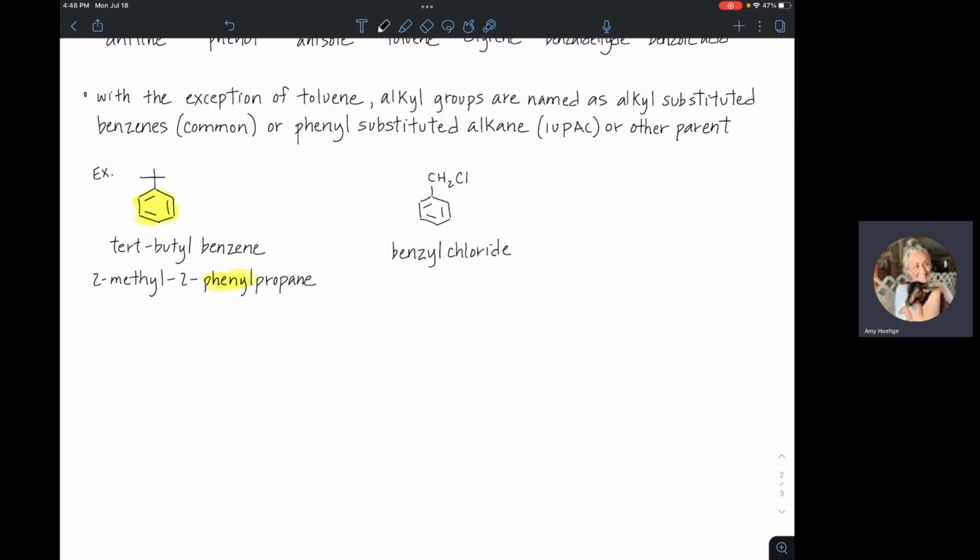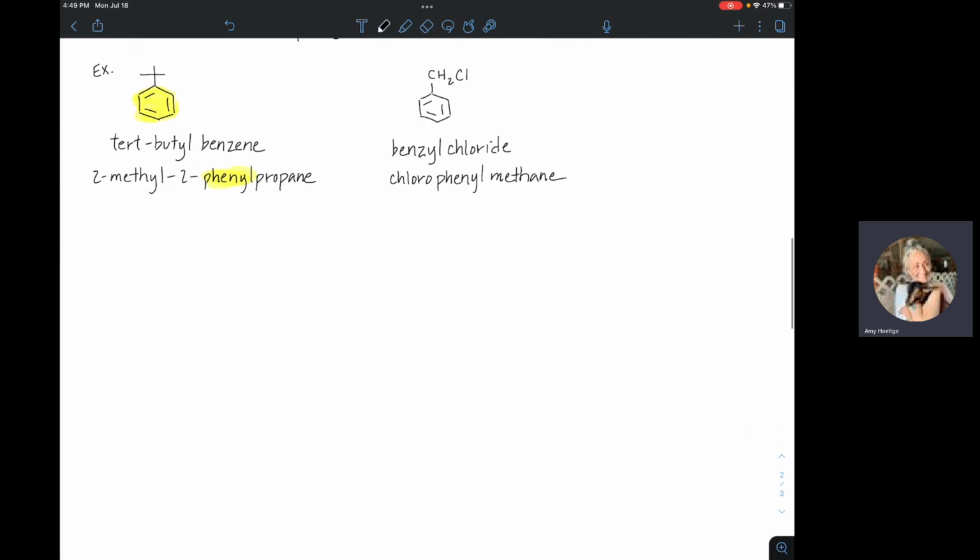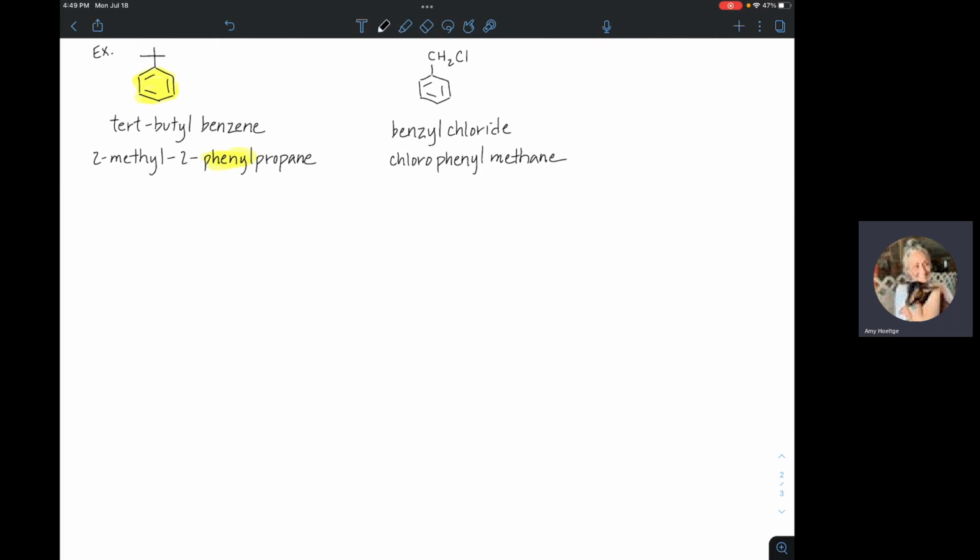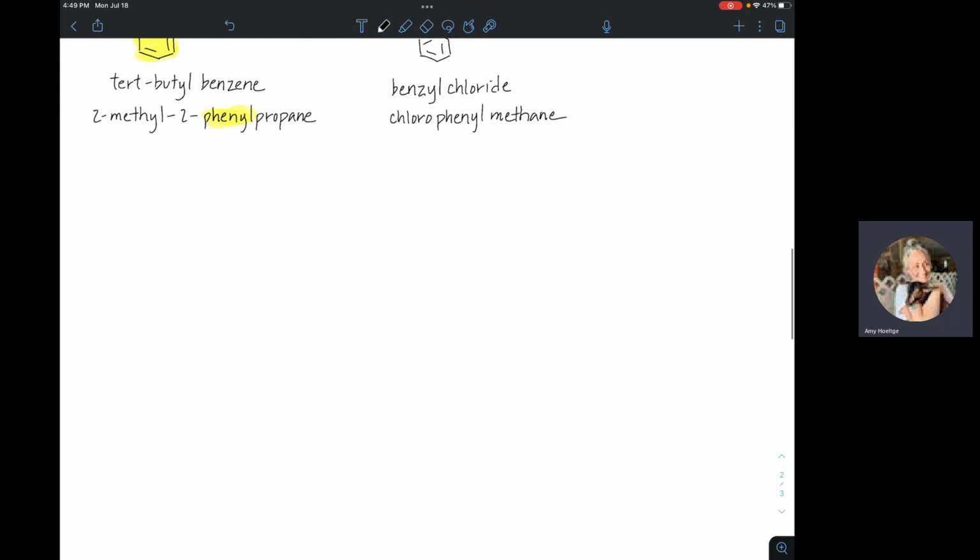Or I could say this is named after the alkane, and my longest continuous chain of carbons, if I'm using the phenyl group as a substituent, is simply 1 carbon. So this becomes a chlorophenylmethane. This molecule is usually just called benzyl chloride. So common names are used because they're common, right? It's not wrong to use IUPAC nomenclature, but very often you'll see the common names.